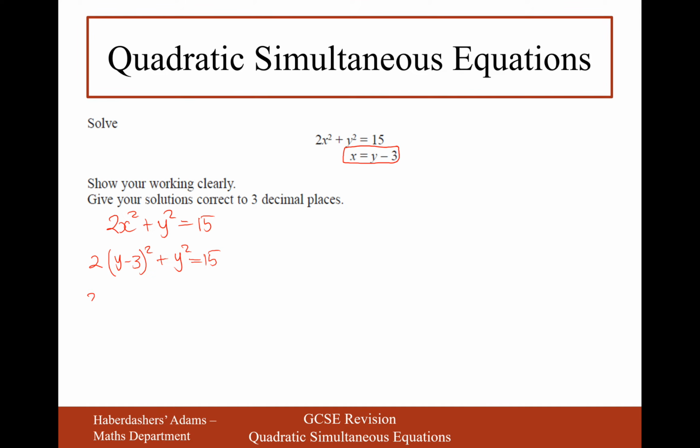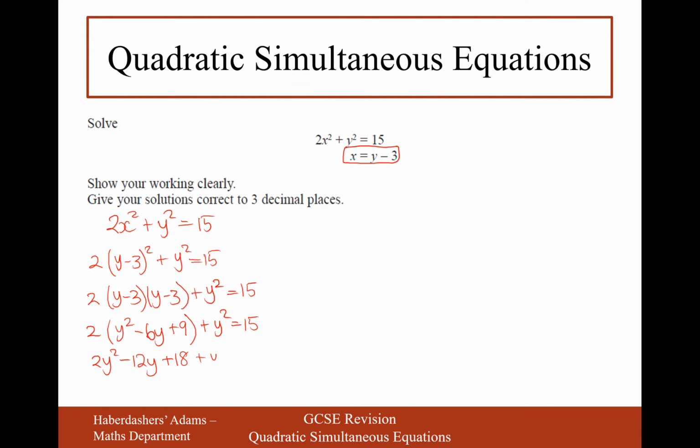Okay, let's now deal with the squaring of the brackets. Now when you have a square on a bracket, you're effectively multiplying that bracket by itself 2 times. That's what the 2 is representing. There are 2 lots of this multiplied together. So expanding the brackets, that's going to give us y squared minus 6y plus 9 plus y squared equals 15. Let's expand the bracket with the 2 now, so 2y squared minus 12y plus 18 plus y squared equals 15.